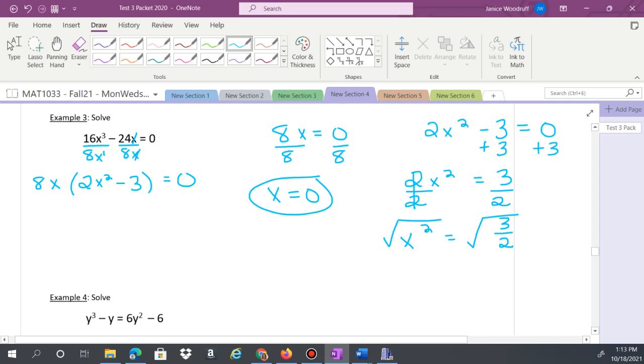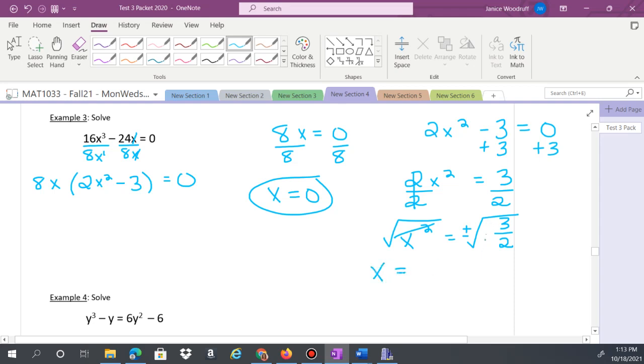Now, when I take the square root, remember, it's the number times itself, and a positive times a positive is a positive, and a negative times a negative is a positive as well. So when I take a square root, I've got to do a plus or minus sign in front of it. So there's actually two answers here. You have plus the square root of 3 over 2, and then negative square root of 3 over 2.